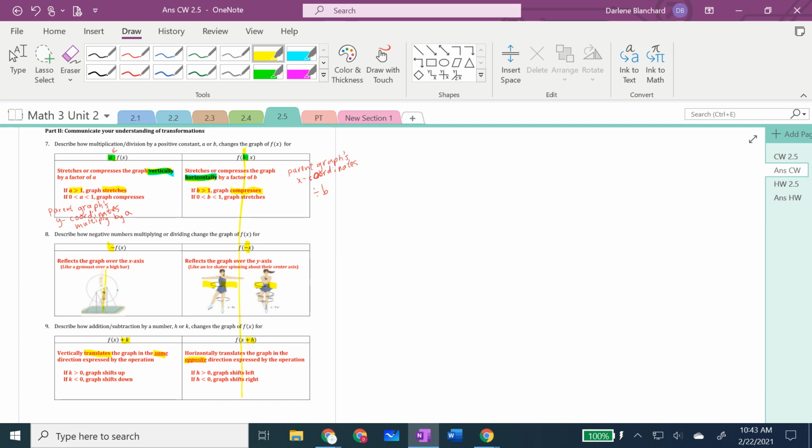And if you can see that general principle, that's going to save you so much, because that means that the rest of this class, the only thing that will be new is learning new parent graphs. But how we stretch and move them and reflect them, that's universal.